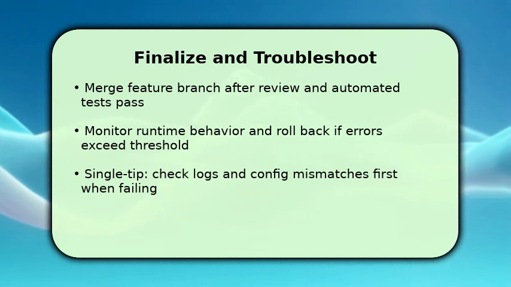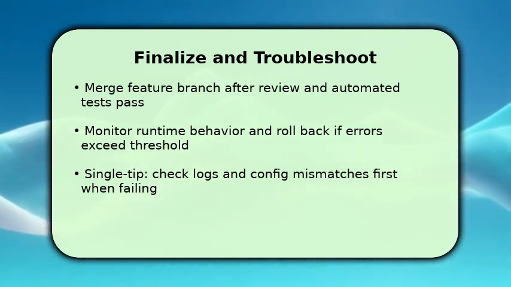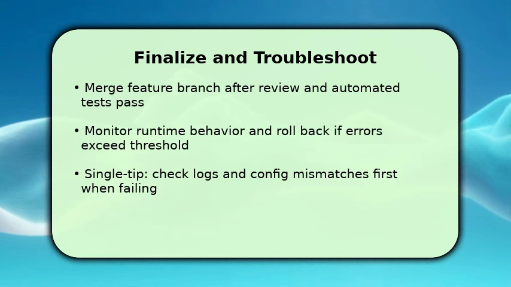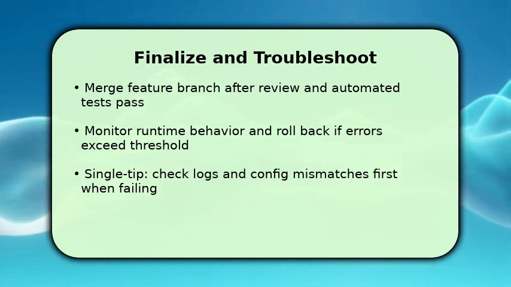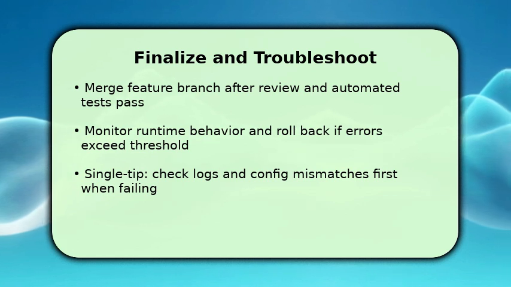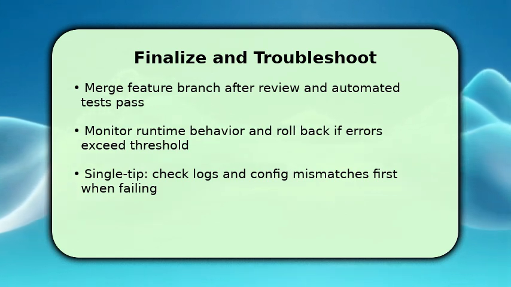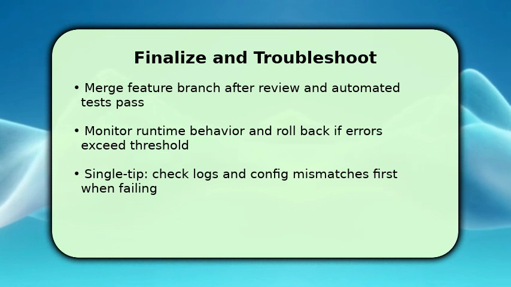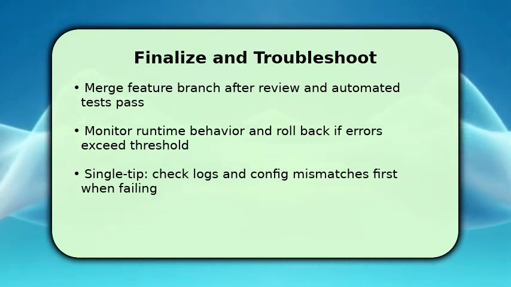If you encounter failures, first check logs and configuration mismatches. Those are the most common issues, then reproduce locally with the same environment variables. If problems persist, roll back to the last known good commit and iteratively reapply fixes while keeping clear commit boundaries.